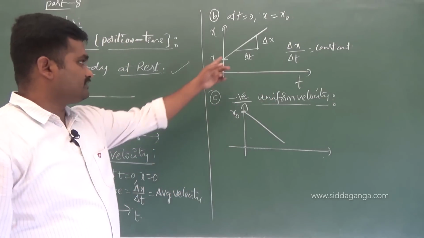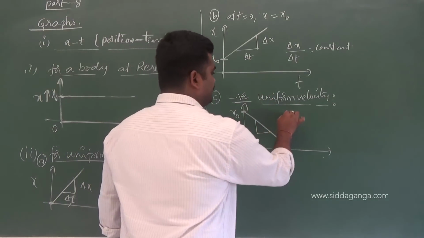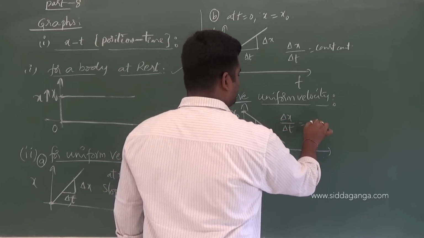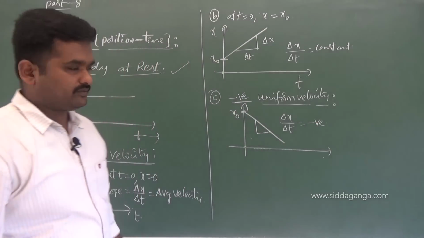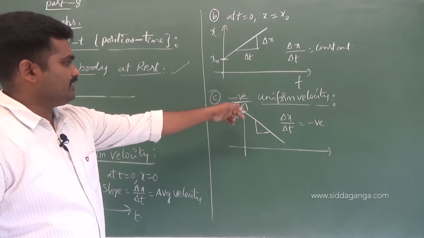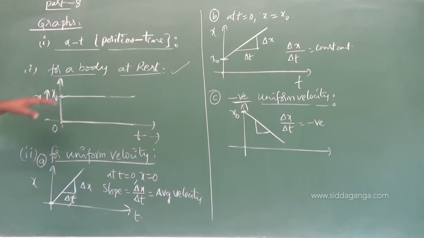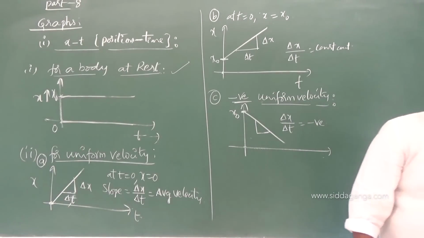These three different conditions you have to write. Negative sign: here slope will be negative, no? Here delta x by delta t is constant, no doubt, but negative. Constant but negative. So that's why it is uniform velocity, but the velocity will be negative in this condition. So these 3 points related to the displacement-time graph are what you have to remember. This is all for uniform velocity we have studied.